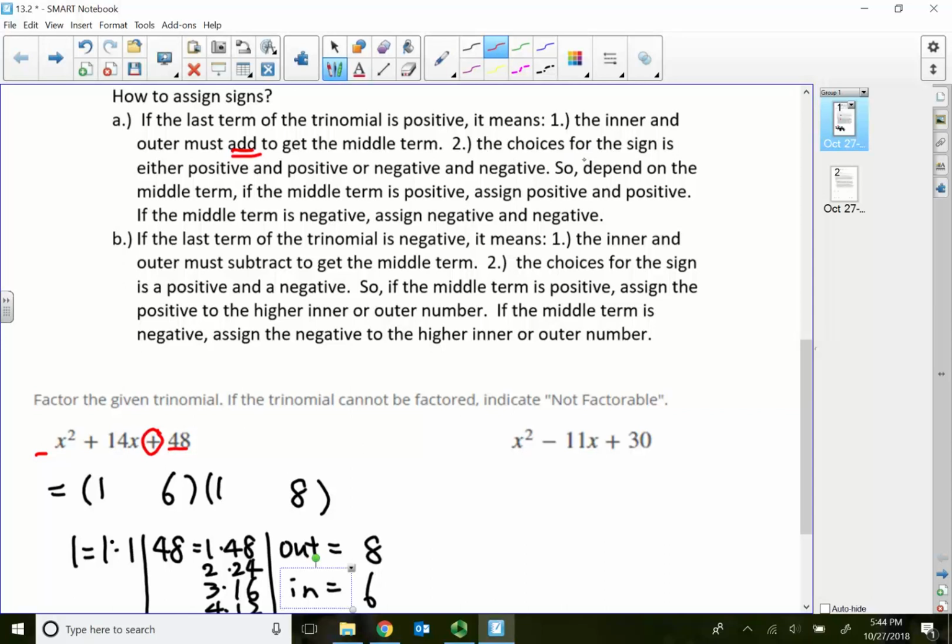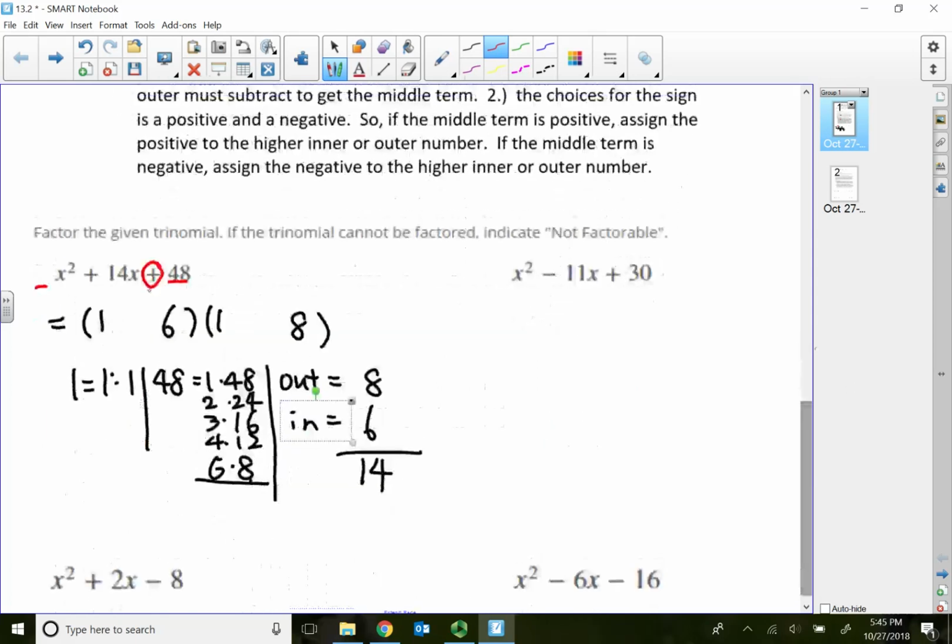Number 2, the choices for the signs for the two parentheses is either positive or negative. So it depends on the middle term. If the middle term is positive, assign positive and positive for the two parentheses. If the middle term is negative, then assign both negative. So the last sign of the trinomial tells me I should add the inner and outer to get 14 in the middle. And it also tells me the choice for the signs are positive or negative.